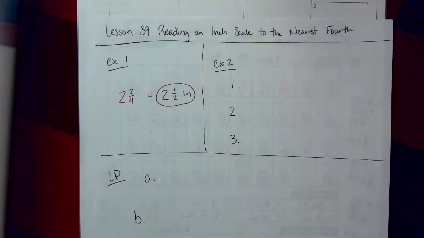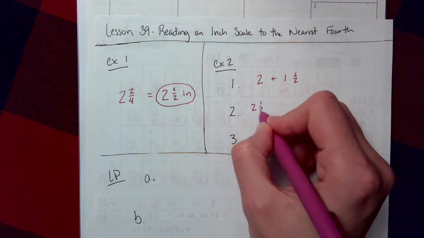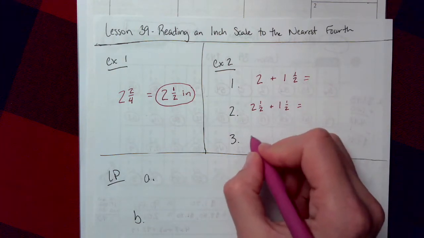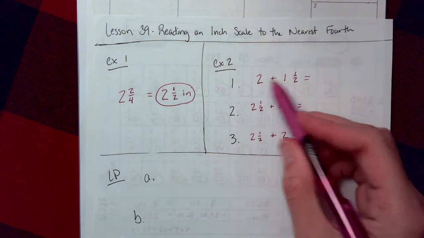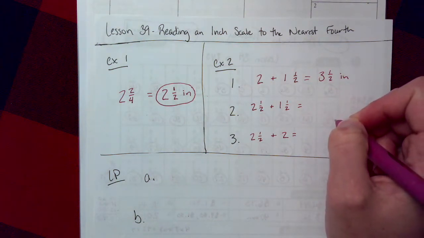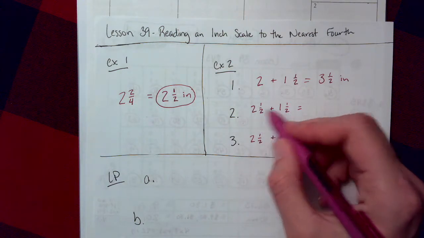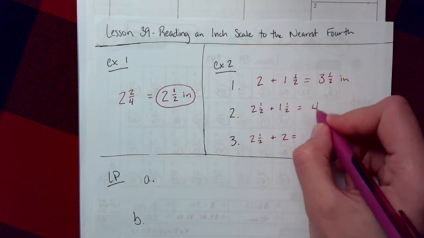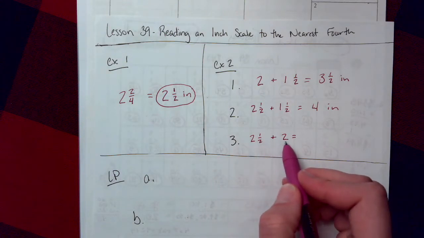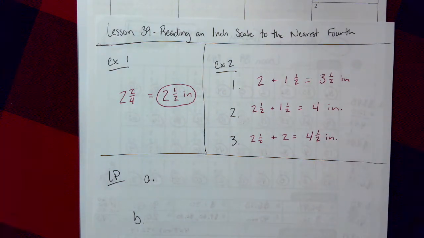Notice first we have 2 plus 1.5. Then we had 2.5 plus 1.5. Then we had 2.5 plus 2. 2 plus 1 is 3, and then 1/2 plus 1/2 is just 1/2. So 3.5 inches. 2 plus 1 is 3. 1/2 plus 1/2 is 2/2. Right, so 3 and 2/2. Well, 2/2 equals a whole, so we get 4 inches. And then for this one, 2 plus 2 is 4. 1/2 plus nothing is just 1/2. So 4.5 inches. Excellent.